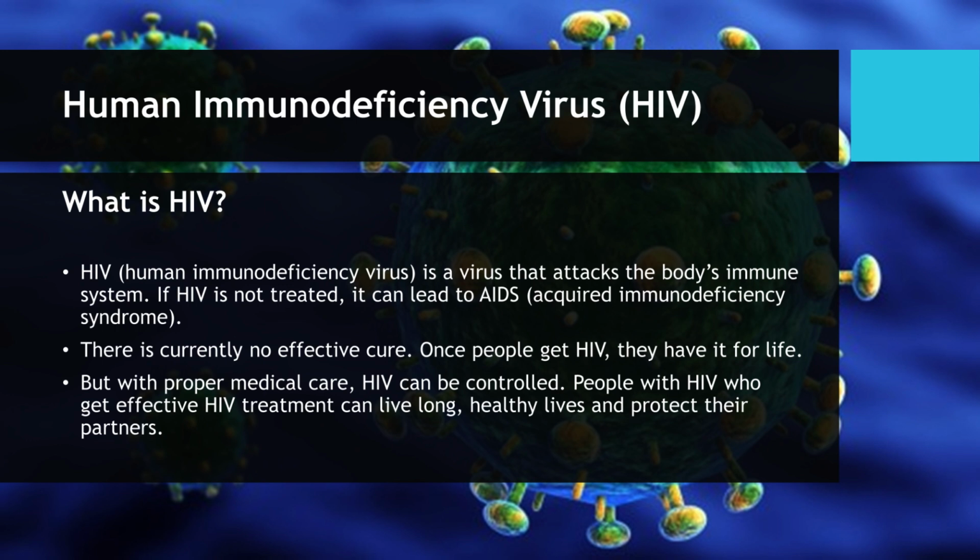What is HIV? HIV, human immunodeficiency virus, is a virus that attacks the body's immune system. If HIV is not treated, it can lead to AIDS, acquired immunodeficiency syndrome. There is currently no effective cure. Once people get HIV, they have it for life. But with proper medical care, HIV can be controlled. People with HIV who get effective HIV treatment can live long, healthy lives and protect their partners.